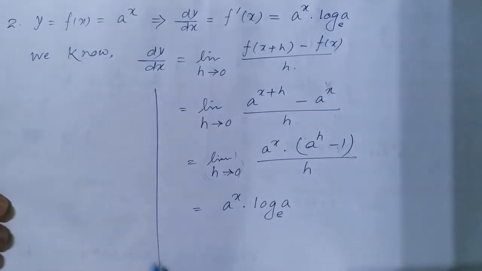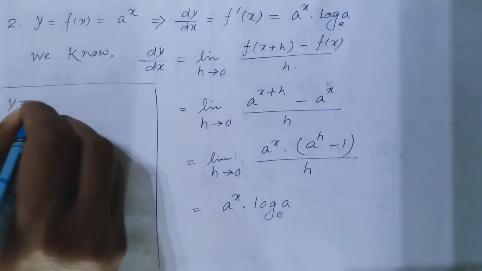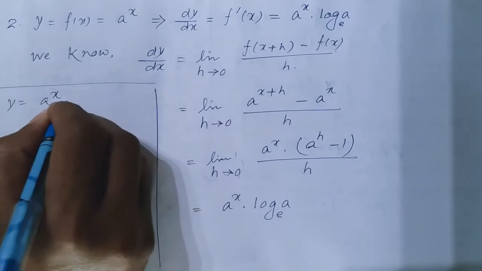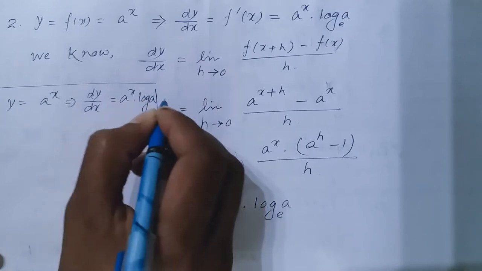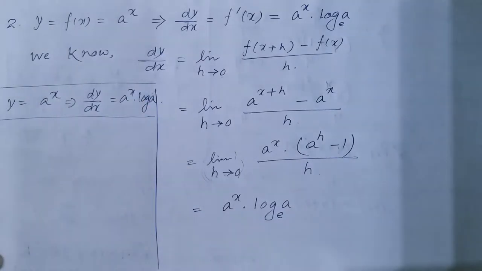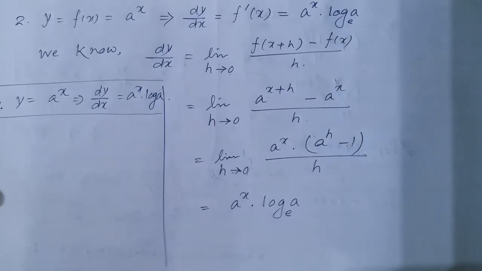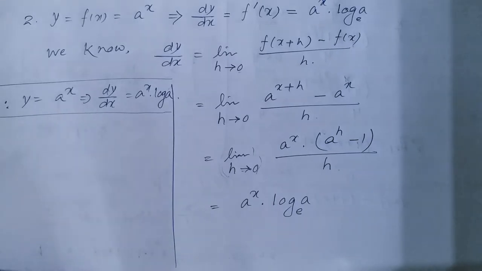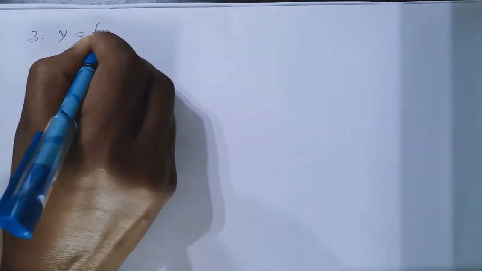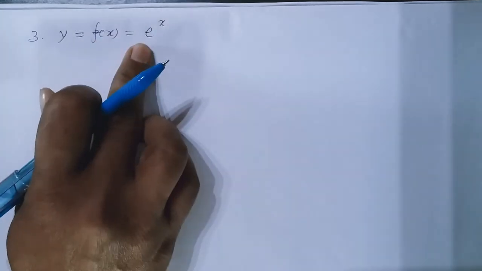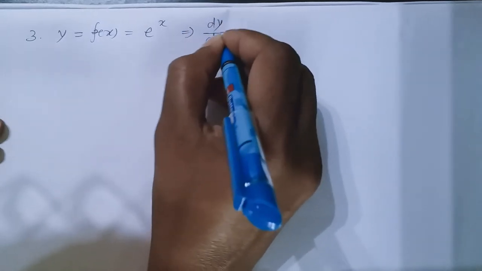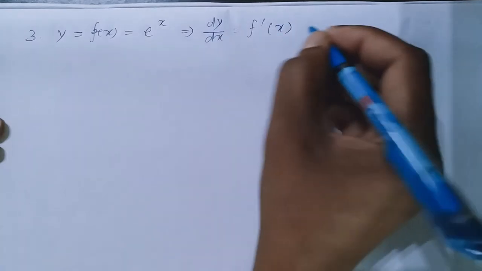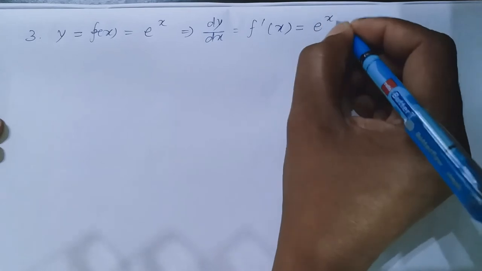So therefore you can write like here, y is equal to a to the power x implies dy dx is equal to a to the power x into log of a. So this is your formula for finding the derivative of an exponential function. Then one special thing, you see here number 3, y is equal to, if you have only e to the power x, that is the special exponential function, the natural exponential function, then the derivative dy dx, or you may write f dash x, is equal to the function itself, e to the power x only.